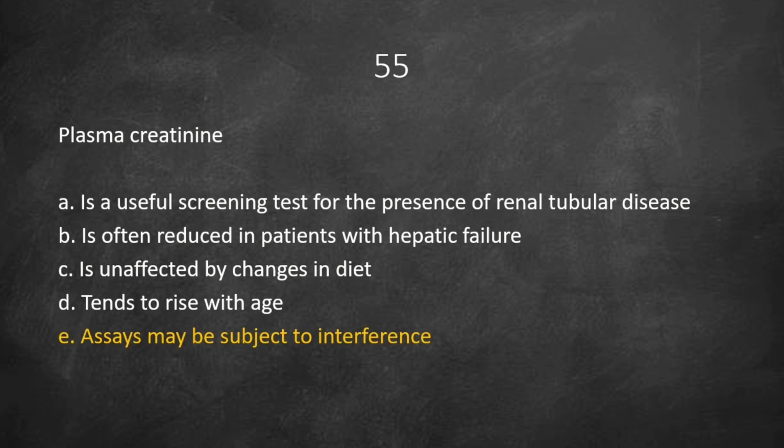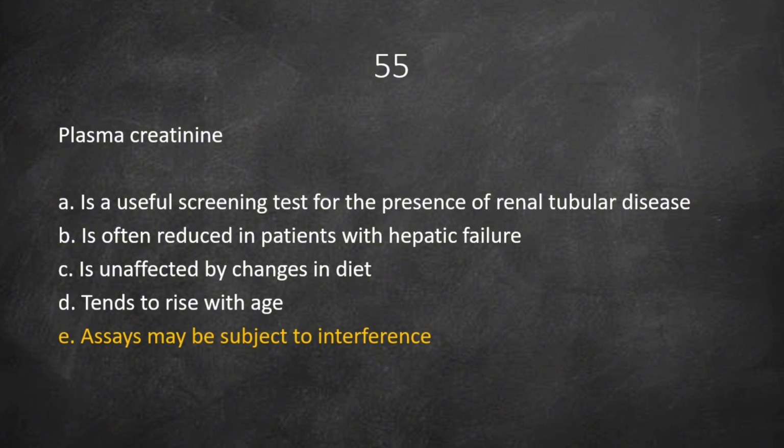If you look at our options, option A says that it's a useful test for the presence of renal tubular disease. So that is not the case. It's more useful when you are assessing the general health of the kidney, but not necessarily for the renal tubules. So that answer is not correct. Then if you look at B, it says it's often reduced in patients with hepatic failure. This may not always be the case, even though sometimes in hepatic failure, maybe there is reduced creatine production, which will directly affect the creatinine levels, but it may not always be the case.